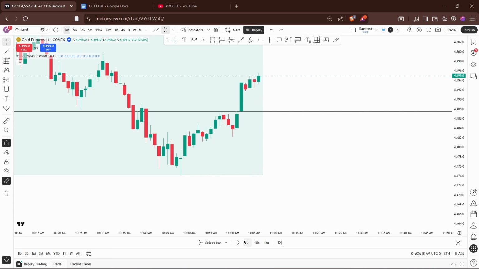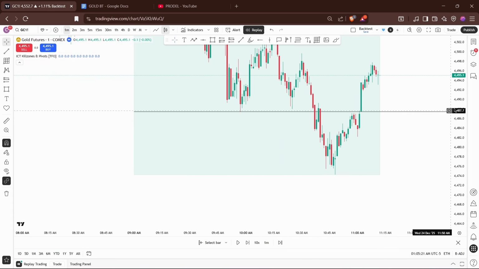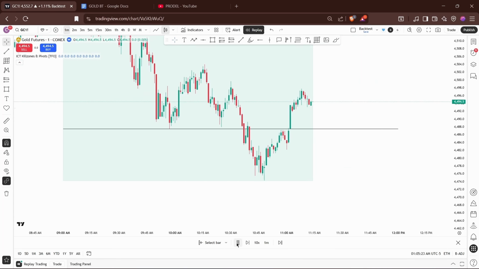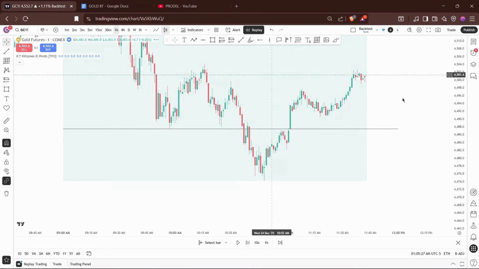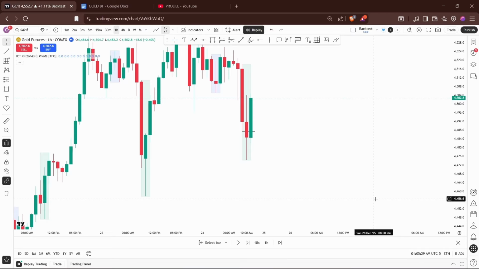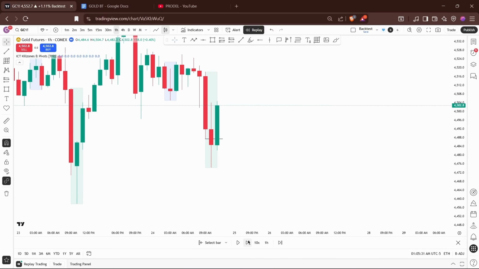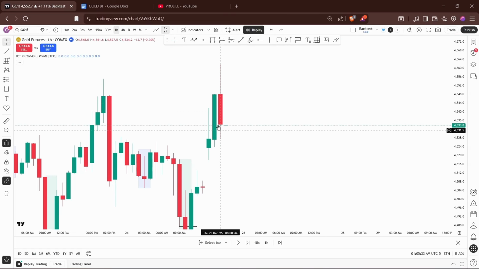It reached to our PY and then it's not breaking our PY level. I think it's gone up. So it's not closing below the PY. So let's go to the next trading session.